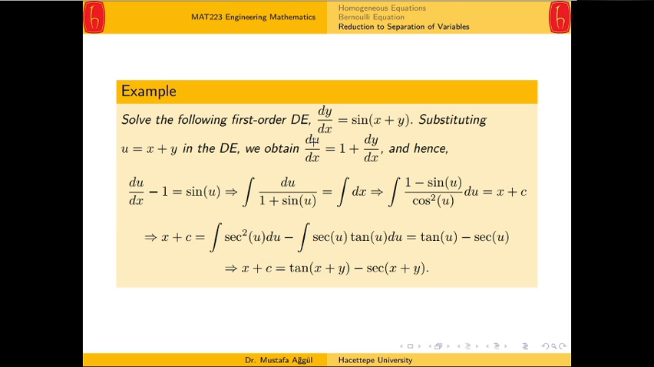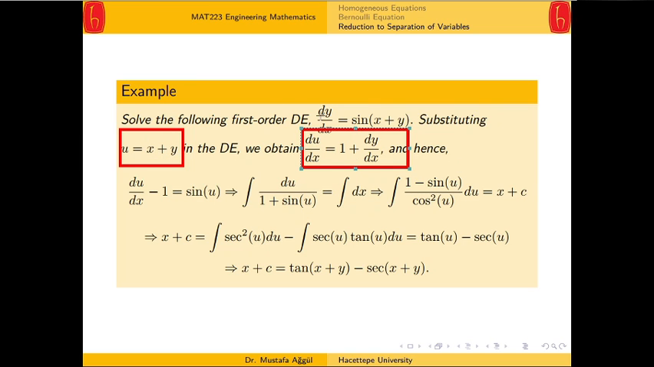Now let's see it on an example. Solve the following first order differential equation: dy/dx is equal to sine of x plus y. On the right hand side we see a function of x plus y, so u equal to x plus y will be our choice for substitution. If you take the derivative, we have du/dx equal to 1 plus dy/dx, because the derivative of x is 1 and the derivative of y is dy/dx.